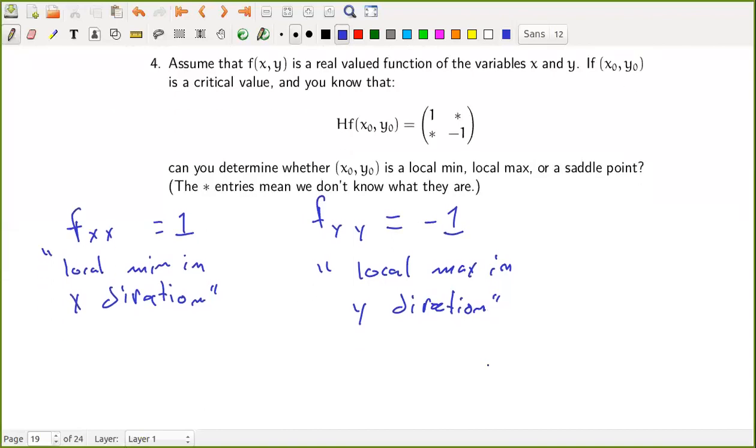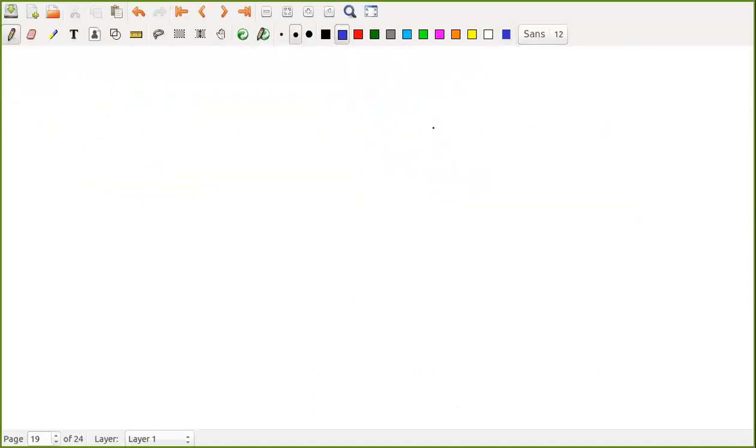Another way to think about this: if the function satisfies Clairaut's theorem, which it doesn't necessarily, but if it does, then you know that these two star entries are equal to each other. And so the determinant is going to be minus 1 minus a positive number, because the stars are equal, so when you take their product, it's going to be positive. So overall, the determinant is negative, which means you have a saddle point.